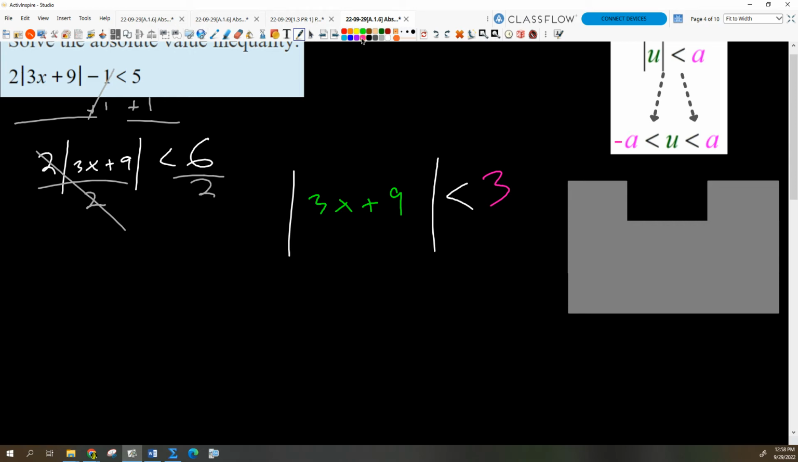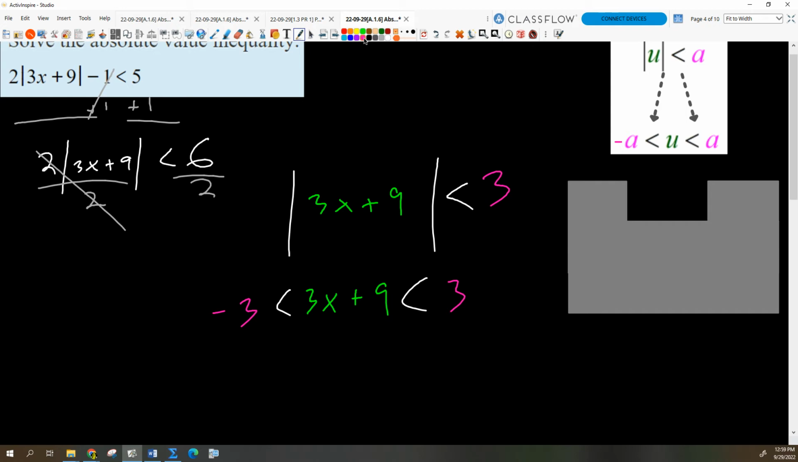Okay, -3 goes on the left, doesn't it? What goes in the middle? Whatever's inside it, right? So 3x plus 9. We've gotten rid of the absolute value. And it's going to be greater than -3 and less than 3. Everybody see how we get that? That's our splitting pattern.